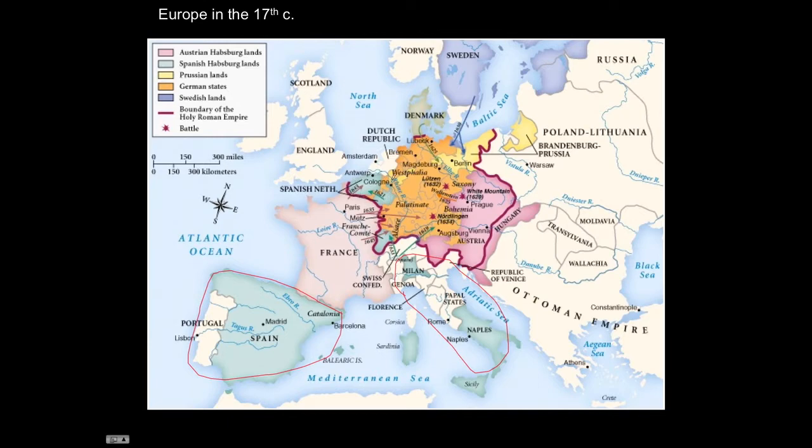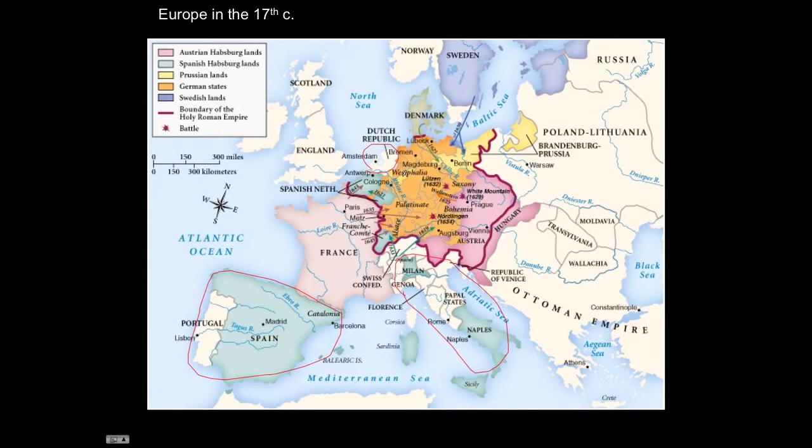Over here we have the German states. For part of it, they're still really known as the Holy Roman Empire, but you can see that different areas are now sort of splitting off. We're going to discuss the independence of the Dutch Republic and what that's going to mean for the rest of the world.